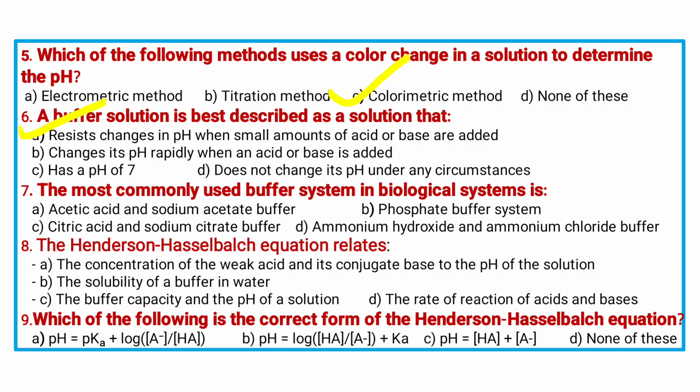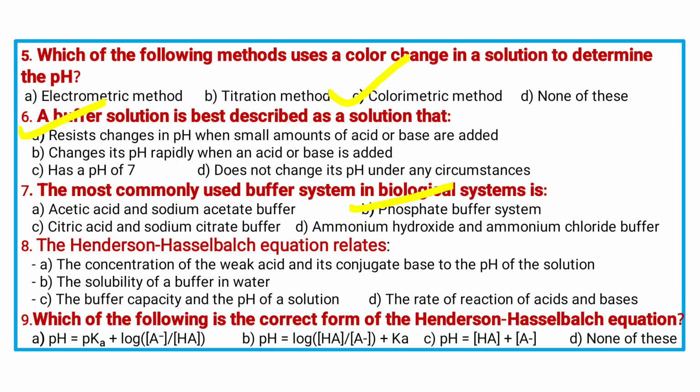So a solution that resists change in pH when small amounts of acid or base are added is called a buffer solution. Next, the most commonly used buffer system in biological systems: A, acetic acid sodium acetate buffer; B, phosphate buffer; C, citric acid citrate buffer; and D, ammonium hydroxide and ammonium chloride buffer. Phosphate buffer is the correct answer.